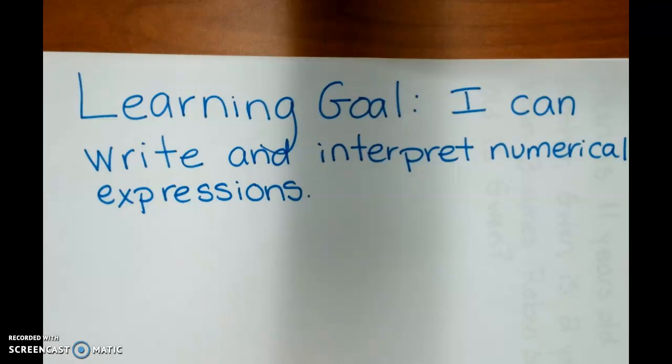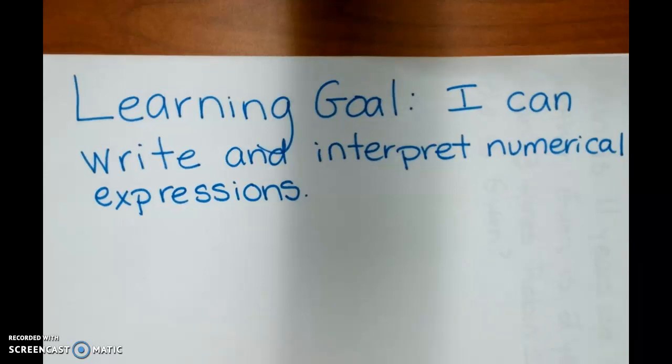Everybody, today's learning goal: I can write and interpret numerical expressions. So what does that mean? It means I can take some words and turn them into a number sentence. Let's go have some fun. It's kind of like doing a puzzle, and that is what Miss Walker loves to do.